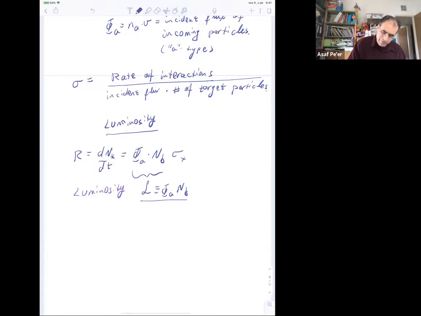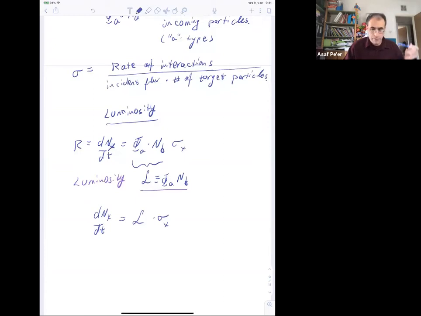This is the rate of interactions. So we have dN_x over dt. It's just the luminosity, which I write with a curly L, times the cross section. Now, of course, the advantage is that this L is something which we control in the lab, or at least we can measure, have some way of determining experimentally.